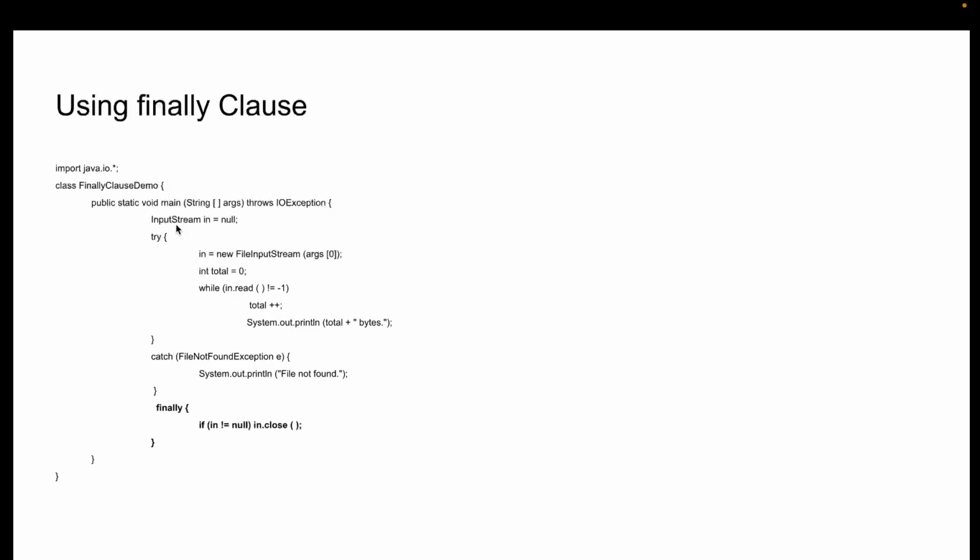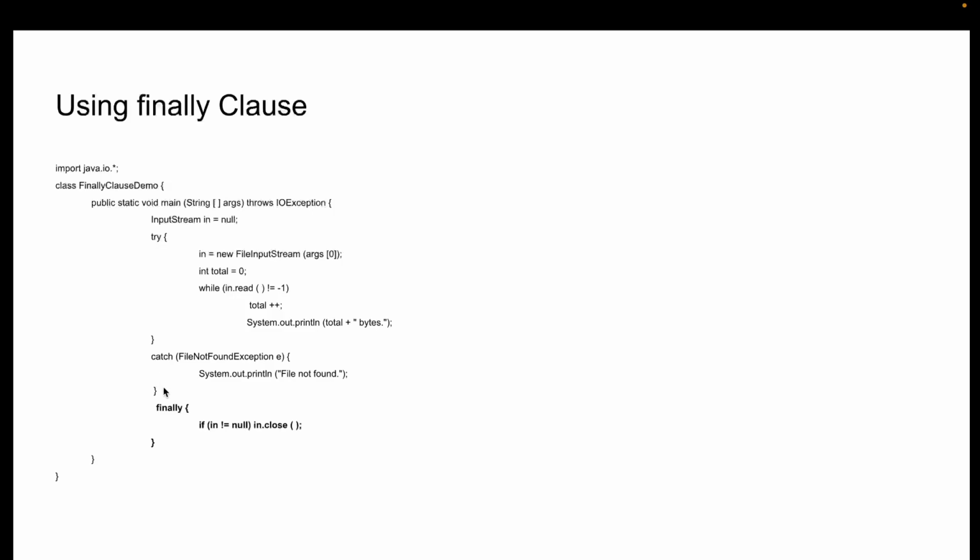So at line number, sorry, we do not have a line number here. Input stream in equal to null, and what we basically did is we tried to create an object of this file input stream, and then we are trying to read through the file. In dot read not equal to -1, that means until we still have some kind of text left in the file, we should be able to read. So we are trying to read through the contents of the file, and we have some kind of catch block.